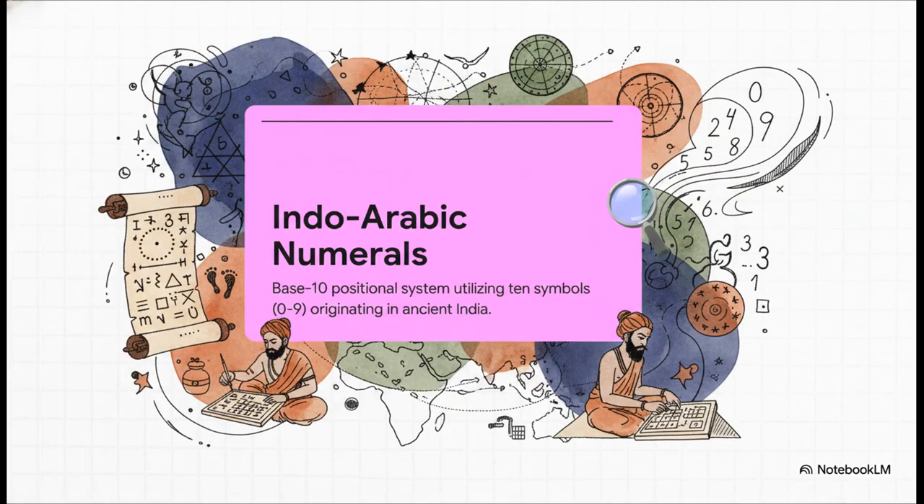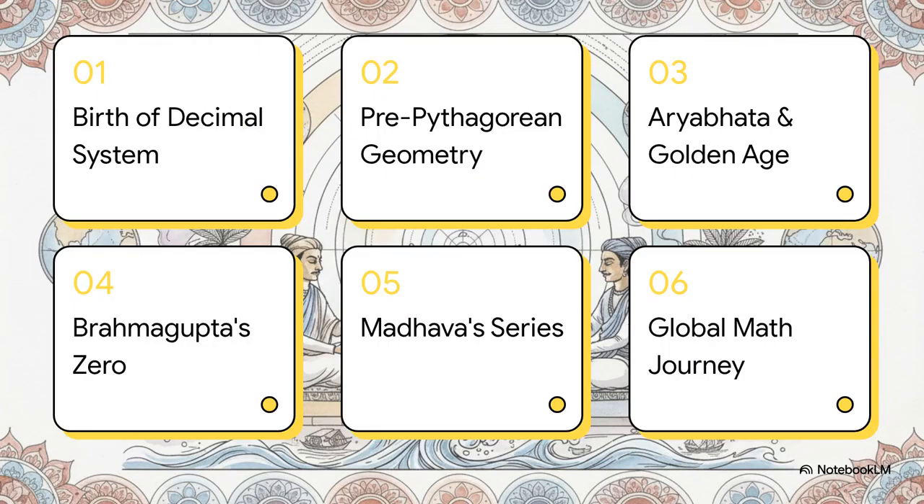So, what we commonly call the Arabic numeral system was actually born in ancient India, centuries before it ever made its way to the Middle East or Europe. It's a base 10 positional system using 10 specific symbols, 0 through 9, and it absolutely changed the course of human history. Here's our roadmap for today.